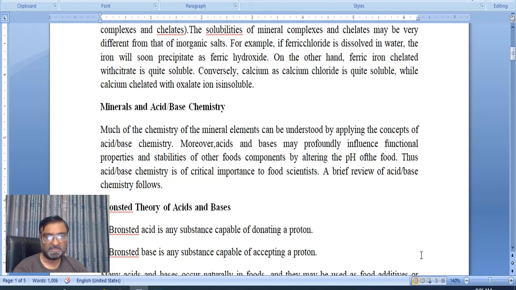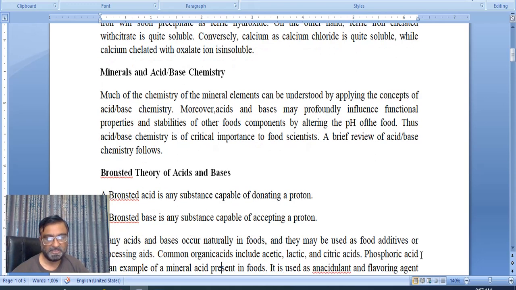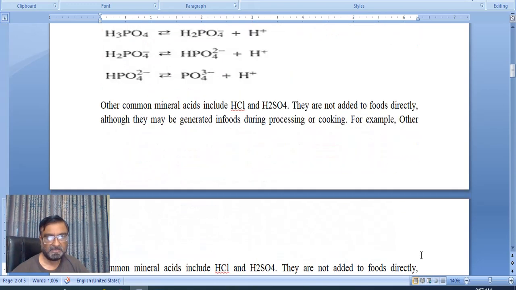What are the concepts of this acid-base chemistry? To understand these concepts, we will recall the Bronsted theory of acid and base. This is a common theory you come across during various courses. A Bronsted acid is any substance capable of donating a proton, while a Bronsted base is any substance capable of accepting a proton. So it is based on donating or accepting protons.